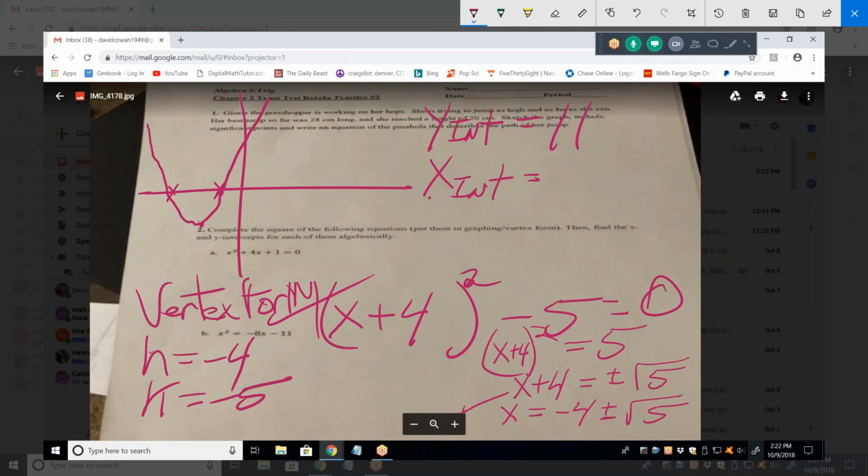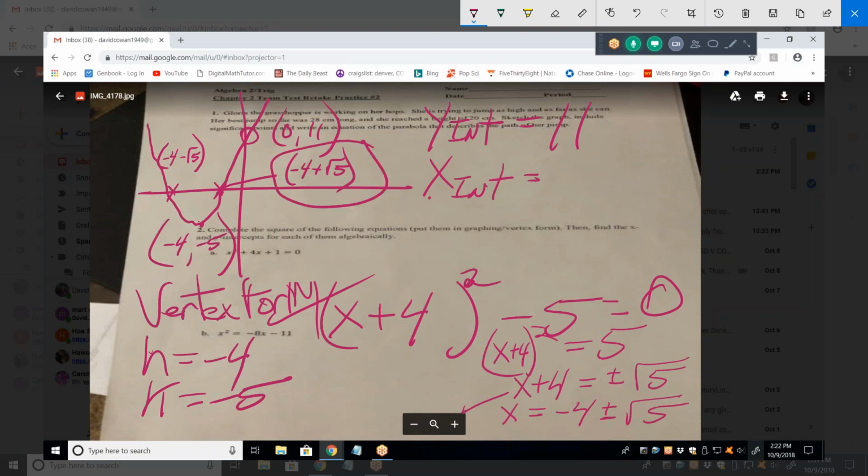And notice that our y is indeed at 11. So everything looks good. We got a vertex at minus 4, minus 5. We got both x-intercepts. And if I wanted to write these, here's the way I would write it. Minus 4 minus root 5. And this one over here would be minus 4 plus root 5. In other words, I would not convert it to a decimal. This is the proper mathematical way to write it. This is an exact answer.